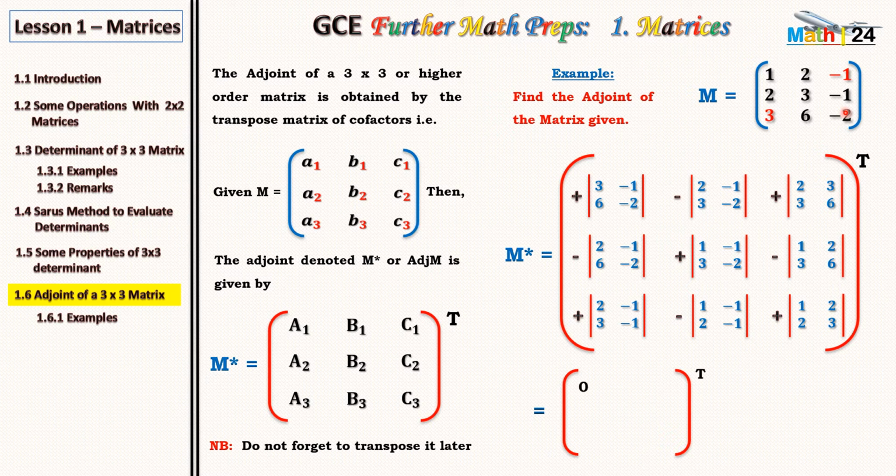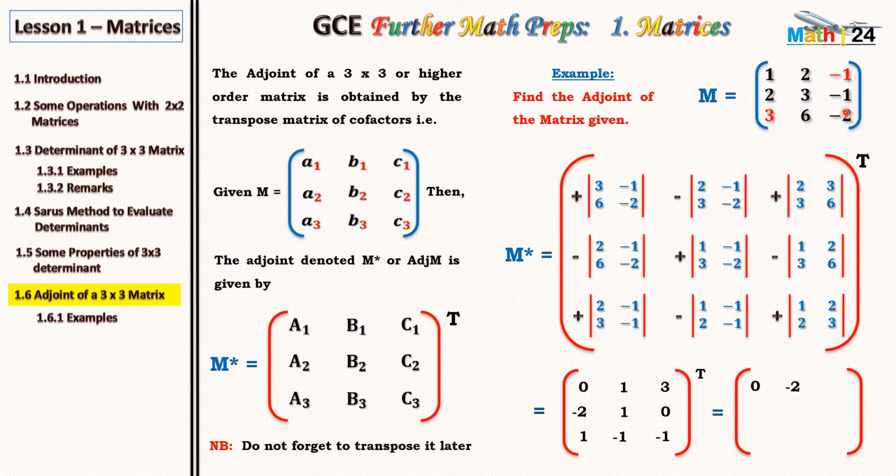And we can now simplify this to have the following entries. We now transpose. Transpose means we now interchange, we replace the rows by columns. So row 1 becomes column 1, row 2 becomes column 2, and so on.